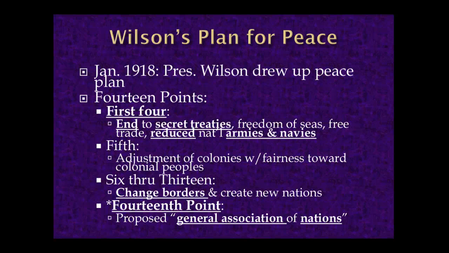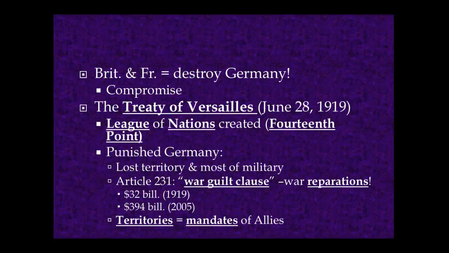which all of your major powers would get together and be able to talk about issues and keep each other in line, basically. However, Britain and France, like I said, their goal is to destroy Germany. So they reach a compromise, which is the Treaty of Versailles. The big thing is that it creates a League of Nations, which was Wilson's 14th point. So it's like a first edition of the United Nations.